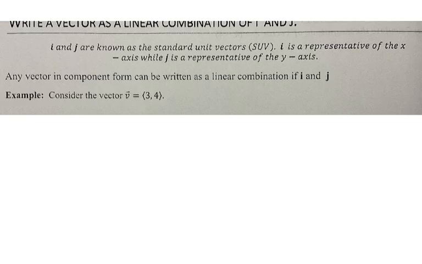Any vector in component form can be written as a linear combination of i and j. So, does everybody know what this is? Component form of 3, 4. I could also write this as 3i plus 4j. My teacher that I had in college wrote them as i hat and j hat, so that's still the way I write them. That lets me know it's a vector and not an imaginary i. Don't get confused.